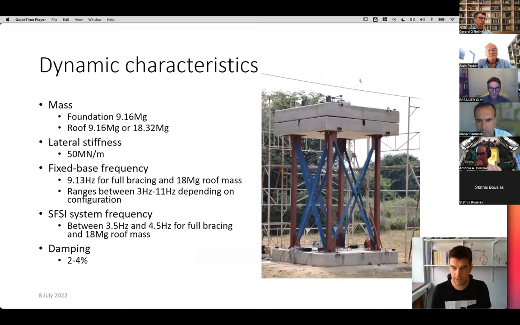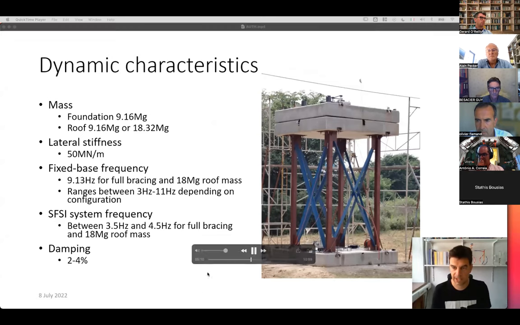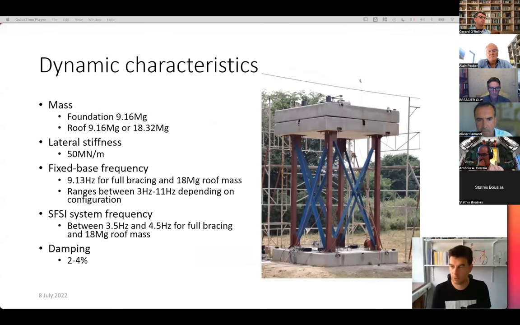are the following. The mass of the foundation is approximately 9 tons. And depending on whether we have one or two slabs, the roof mass is 9 or 18 tons, more or less. The lateral stiffness is in the order of 50 meganewtons per meter. This is for the configuration that you see to the right. And the fixed base frequency is calculated at 9.13 hertz for full bracing and 18 tons of roof mass.